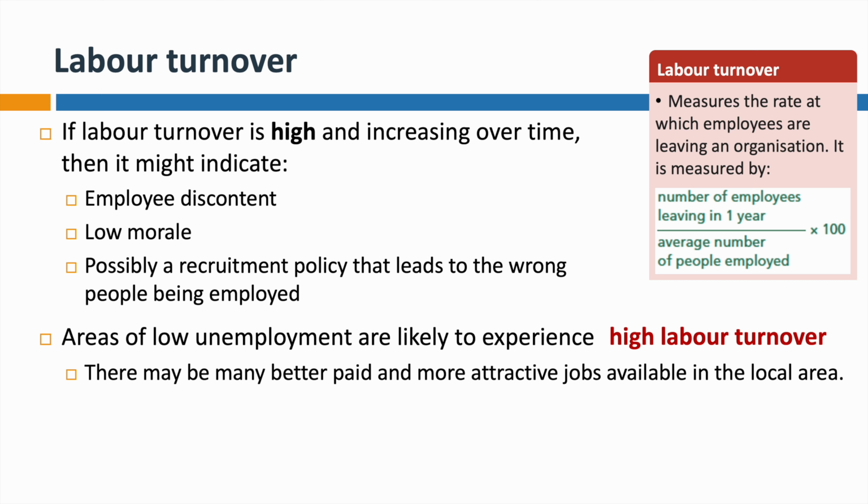It's because there may be many better paid and more attractive jobs available in the local area. When there's low unemployment, it's the employees that choose the job, not necessarily the other way around. So there is higher demand for employees than there is supply of employees. So when there is low unemployment, there is higher labor turnover because people can choose. They can be picky, let's say.